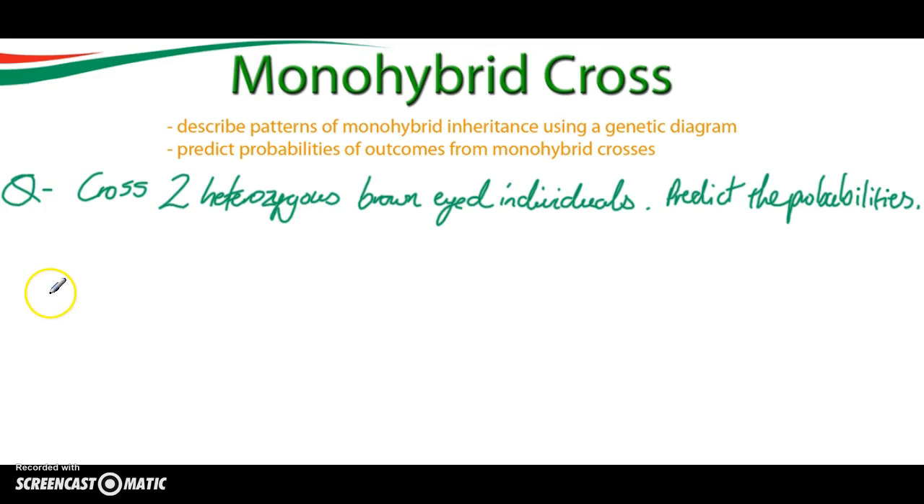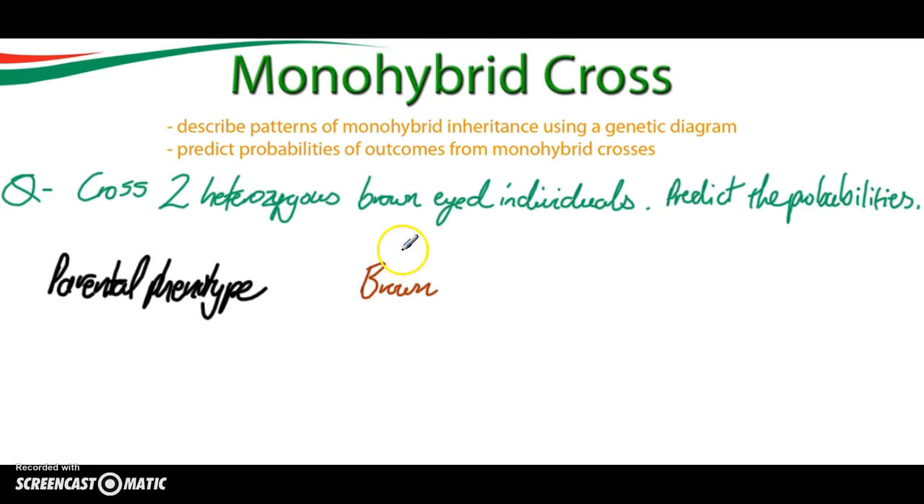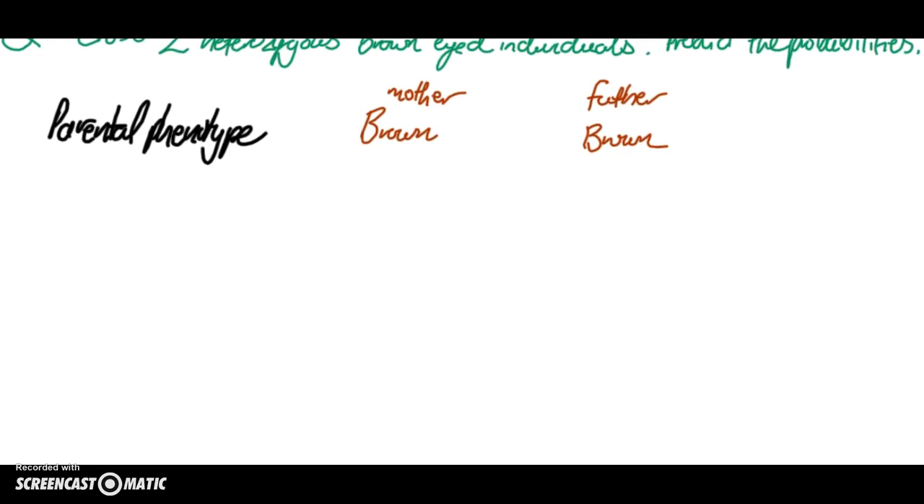So what are the parents? So we've got a parental phenotype, and let's switch across to a bit of brown. We've got a brown-eyed mother, let's call her mother, and the father is also brown eyes. So, parental phenotype, what's next?